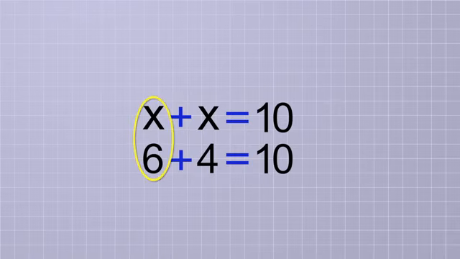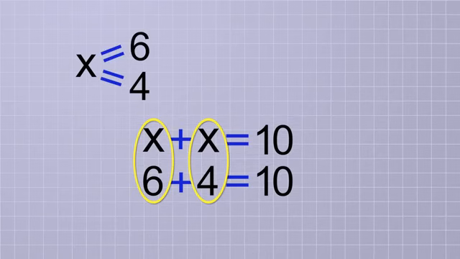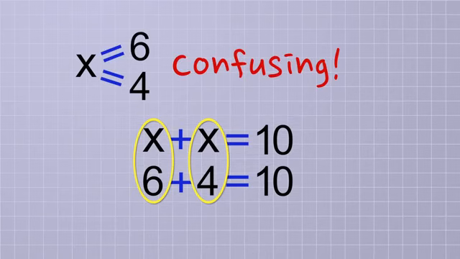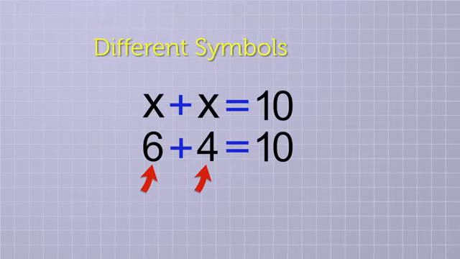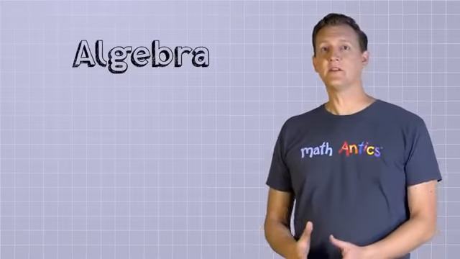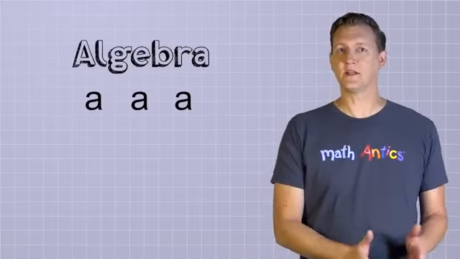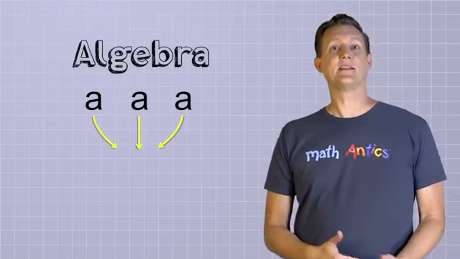But if we had the first x stand for 6 and the second x stand for 4, then x would stand for two different values at the same time, and things could get really confusing. If you wanted symbols to stand for two different numbers at the same time, you'd need to use two different symbols, like x and y.